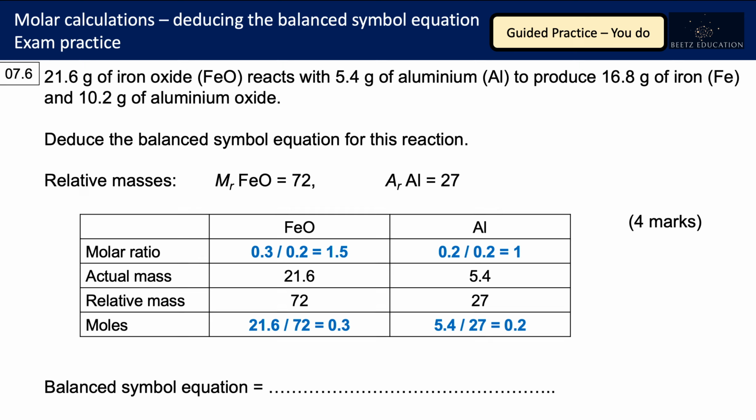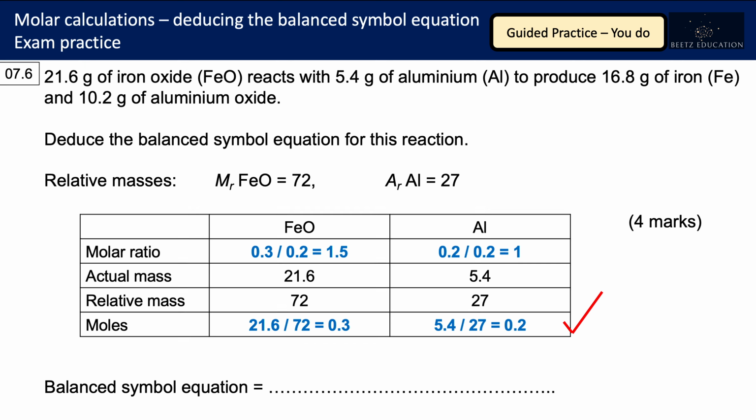Okay. Whether or not you've decided to construct a table like this, that's entirely up to you. However, I need to clearly see that you've got the moles of FeO based on the actual mass and the relative mass, and the moles of Al, aluminium, based on the actual mass and the relative mass. That gives us 0.3 and 0.2 for 1 mark.